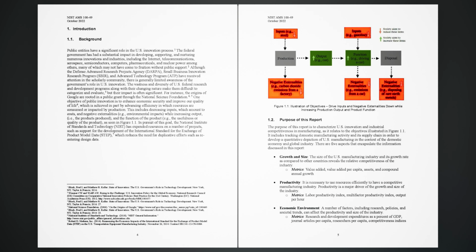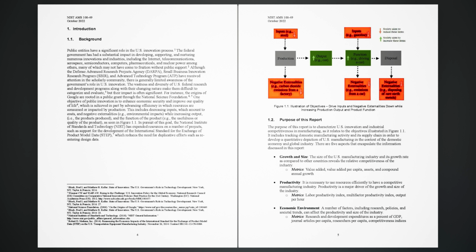1. Introduction. Background. Public entities have a significant role in the U.S. innovation process. 1. The federal government has had a substantial impact in developing, supporting, and nurturing numerous innovations and industries, including the Internet, telecommunications, aerospace, semiconductors, computers, pharmaceuticals, and nuclear power, among others, many of which may not have come to fruition without public support.